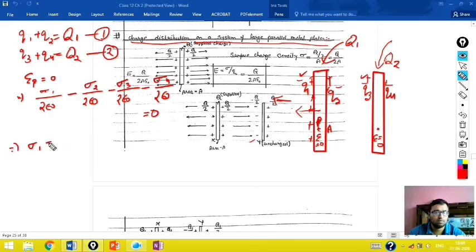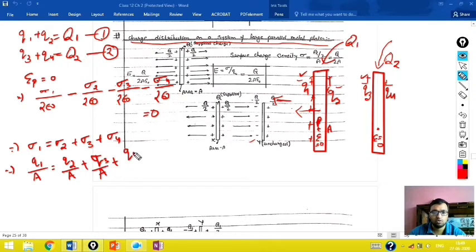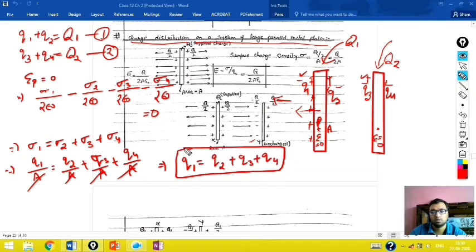From here you can say that sigma 1 should be equal to sigma 2 plus sigma 3 plus sigma 4, or sigma 1 is actually what? q1 upon A, charge upon area, and that is equal to q2 by A plus q3 by A, and similarly q4 by A. A to A will be cancelled out. We can say that q1 is basically the sum of q2 plus q3 plus q4. This is our equation number 3.